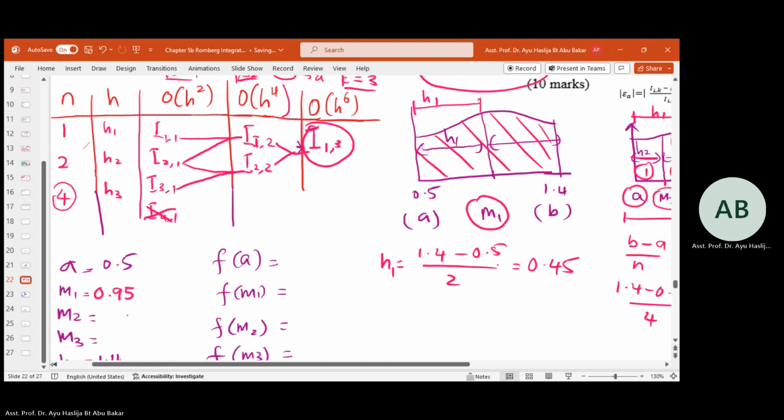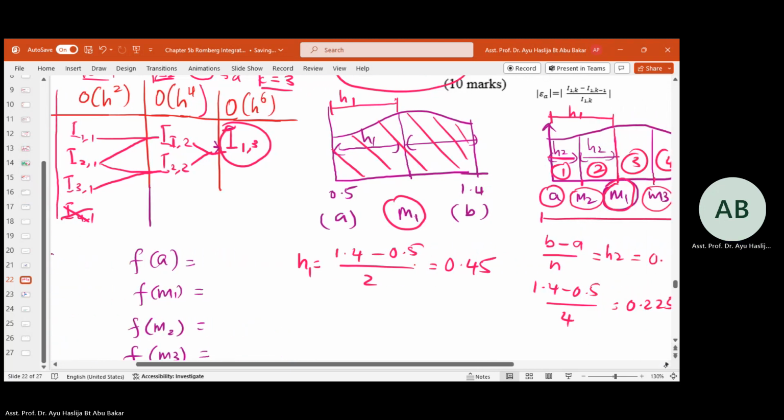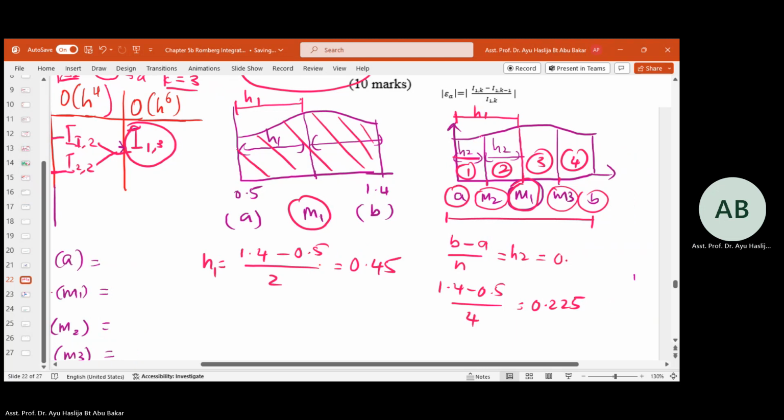H. This one should be H2 actually. This one H1. This one no H because only 1 segment. Okay, so H2, 4 segments. Divide by 4. Okay, here is n equals to 4. Here is n equals to 2. Okay, so we need to find the H. H2, 0.225.